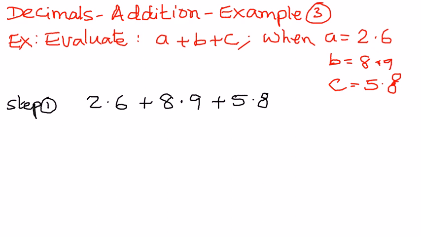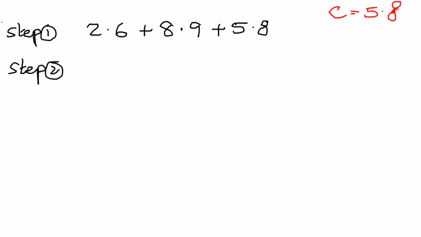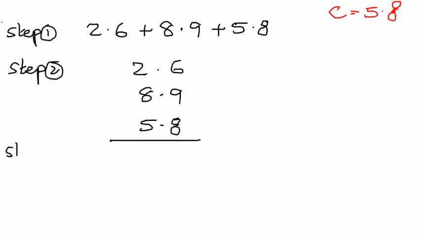So we have substituted the values of the variables a, b and c as 2.6, 8.9 and 5.8. Then as step 2, we're going to write these numbers vertically so we can align the decimal point. So how do we do that? 2.6, 8.9 and 5.8.